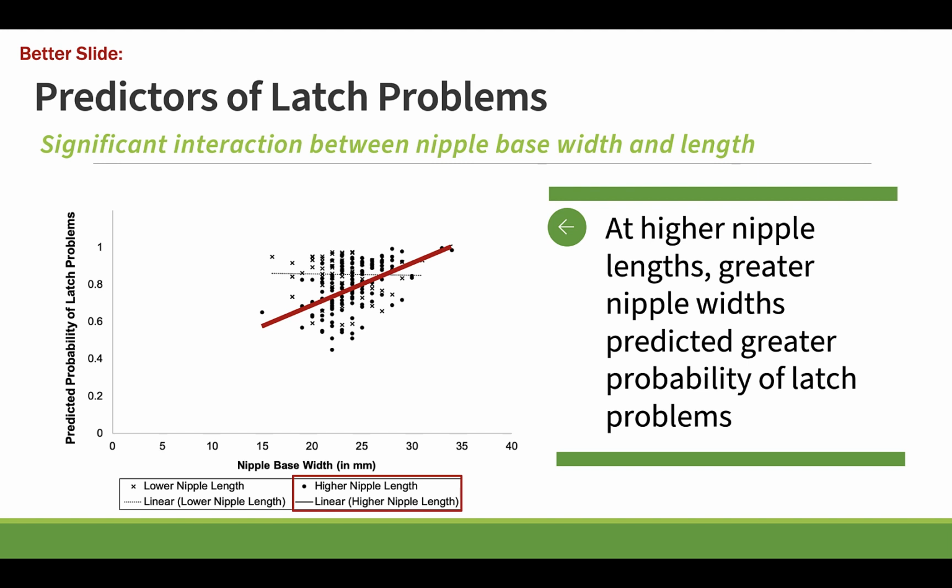That we saw that for mothers with higher nipple lengths, their nipple width mattered in that it was positively associated with greater probability of latch problems. When mothers had shorter nipples, there was no association with how wide their nipples were and latch problems.